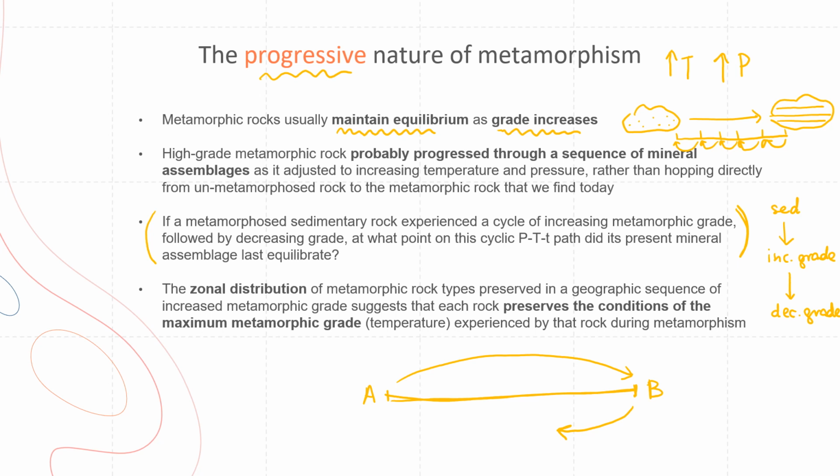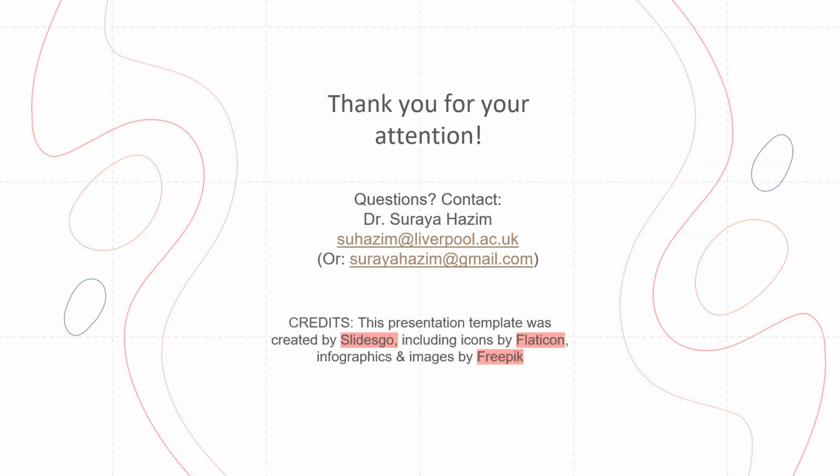So the zonal distribution of metamorphic rock types preserved in a geographic sequence of increased metamorphic grade suggests that each rock preserves the conditions of the maximum grade. And this can be found in the mineral textures, where you would find minerals of different grades forming zones. But this you will learn a bit more about when you study metamorphic textures in the following week. And that concludes the third part in our lecture series.